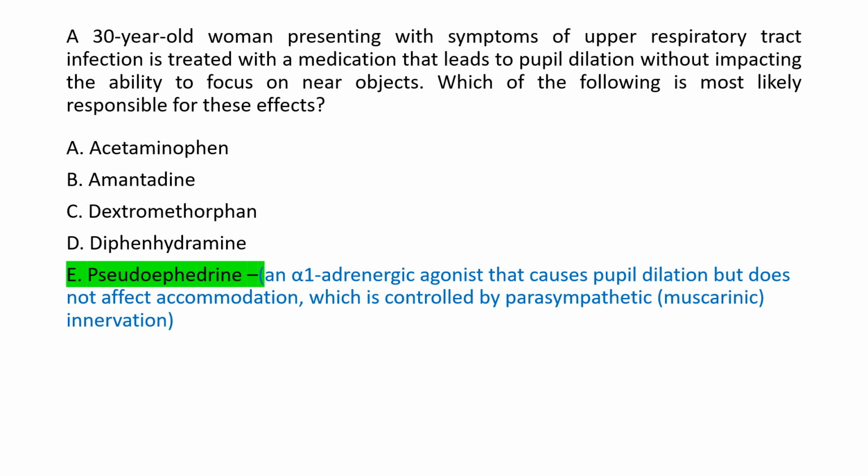It causes contraction of the radial smooth muscle in the iris, leading to mydriasis, which is pupil dilation. On the other hand, accommodation, which is the ability to focus on near objects, involves the ciliary muscle, which is controlled by the parasympathetic input via muscarinic receptors. Since pseudoephedrine acts only on the alpha-1 adrenergic receptors and not on muscarinic receptors, it does not affect accommodation. This answer is correct because it's consistent with the patient's presentation.